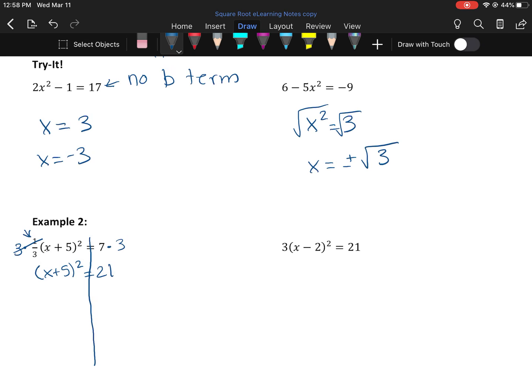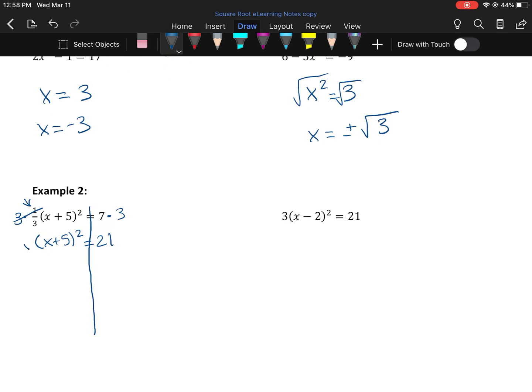Now that I have something squared, all of this in parentheses is being squared, so a little different, I actually need to go ahead and get rid of that exponent. When I do that, I'm left with x plus 5 over here, and I can't take the square root of 21 and get a whole number. That's not a perfect square, so I'm just going to leave it as the square root of 21. Anytime we take the square root, remember up here, we were putting plus or minus, so I want to go ahead and write this as plus minus square root of 21.